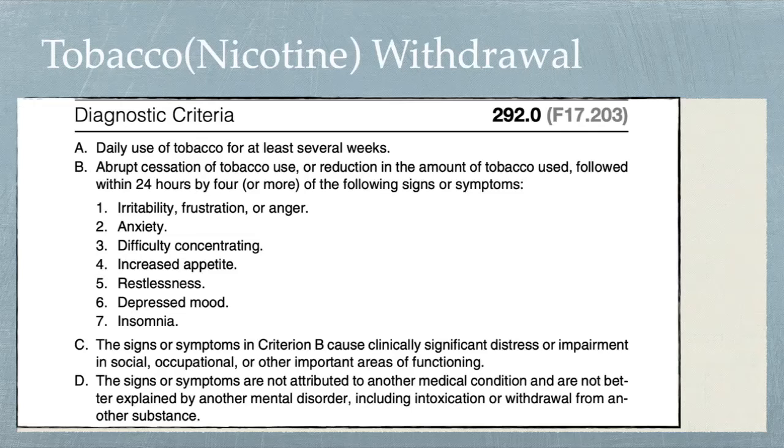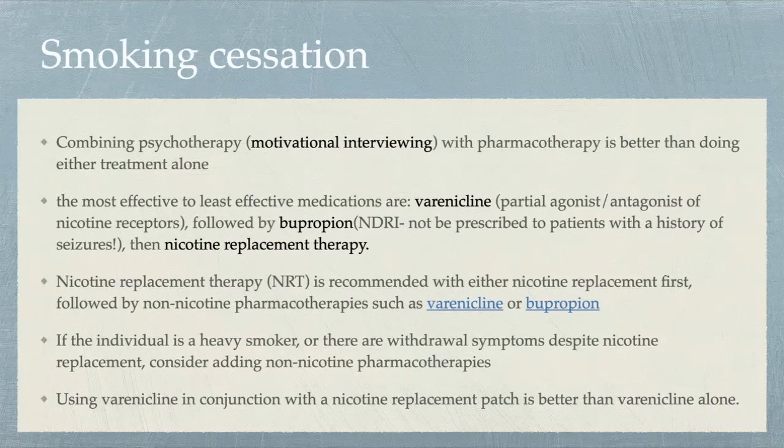Okay, now we are going to nicotine withdrawal, which has diagnostic criteria very similar to other stimulant withdrawal. It includes irritability, frustration or anger, anxiety, difficulty concentrating, increased appetite, restlessness, depressed mood, and insomnia. For nicotine, smoking cessation is key. The combination of psychotherapy, especially motivational interviewing, with pharmacology is better than either treatment alone.